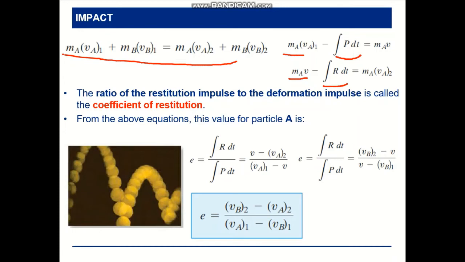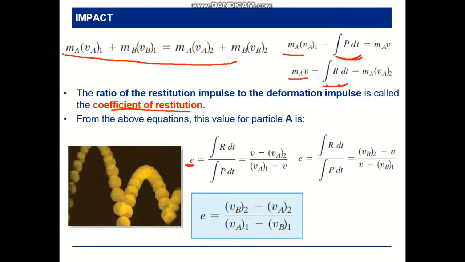This impulse is called the restitution impulse, and this one is the deformation impulse. And if we take the ratio, e is equal to the integral of r dt over the integral of p dt, and this e is called the coefficient of restitution.